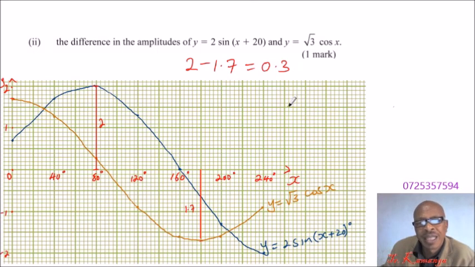So that's how you do that question. It's a very easy question. If you just follow the process correctly, you should be able to score 10 marks. I hope you have followed.